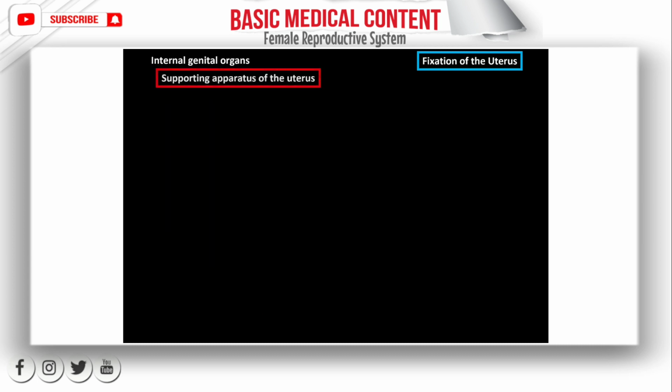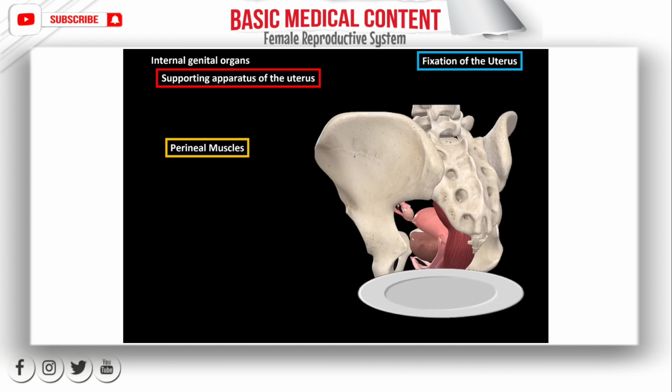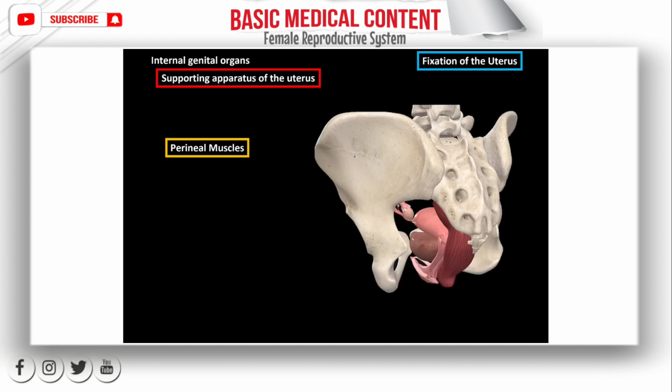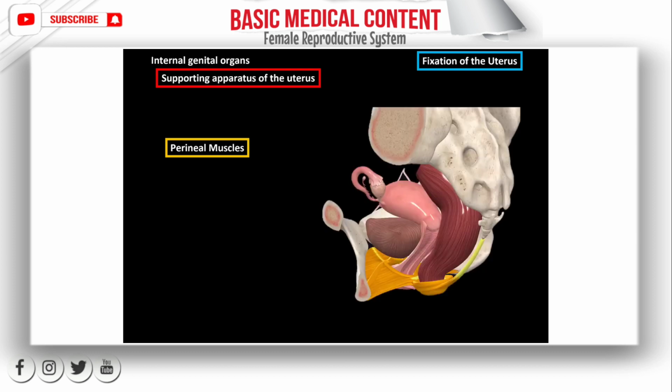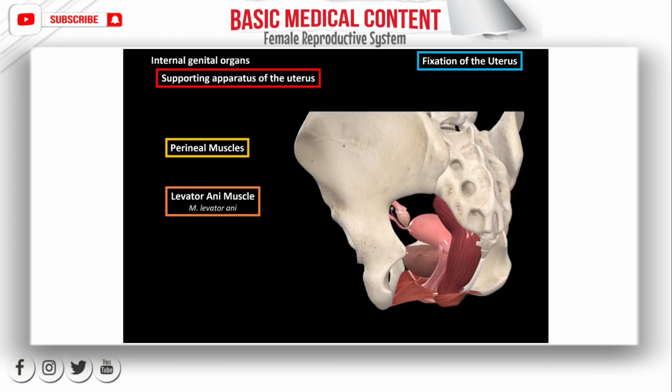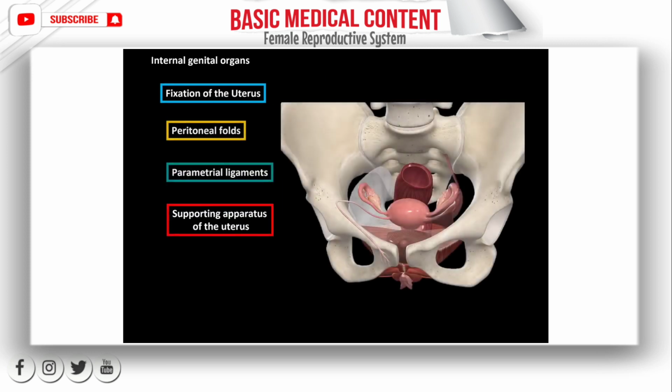Next, we have the supporting apparatus of the uterus. This mainly includes the perineal muscles, and these muscles hold the uterus like a plate. So here we see the posterior aspect of the pelvis. If we go ahead and expose it a little bit, we'll be able to see the perineal muscles here. They provide support to the inner genital organs. Another supporting apparatus is the levator ani muscle. So if we add the pelvic bone back, and there you see the levator ani muscle, it also supports the uterus. So that was the fixation of the uterus.